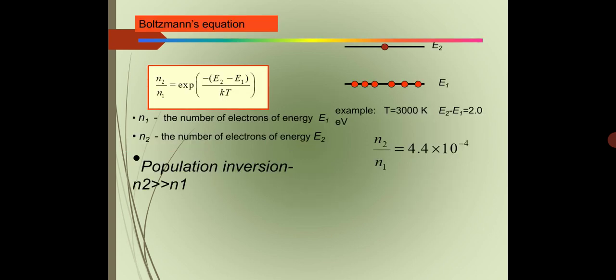Now, what are the Boltzmann equations? We have the number of electrons in the N2 level and the number of electrons in the N1 level. So N2 upon N1 is equal to e raised to minus (E2 minus E1) upon kT, where N1 is the number of electrons of energy E1 and N2 is the number of electrons of energy level E2.